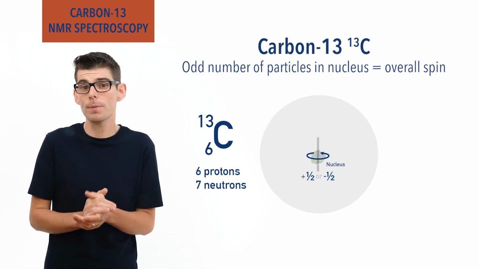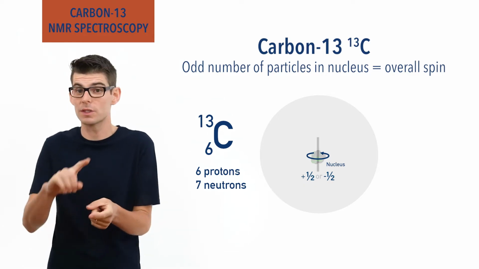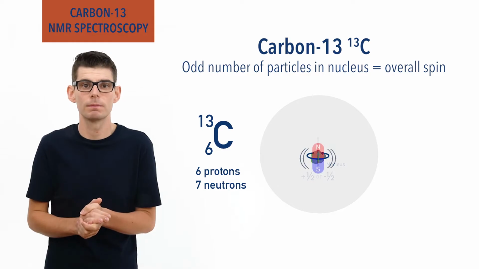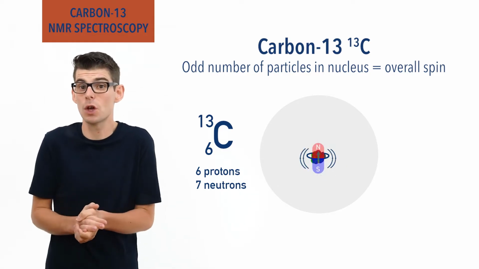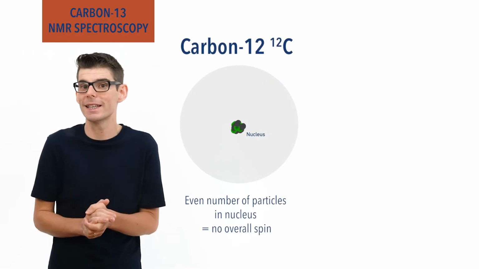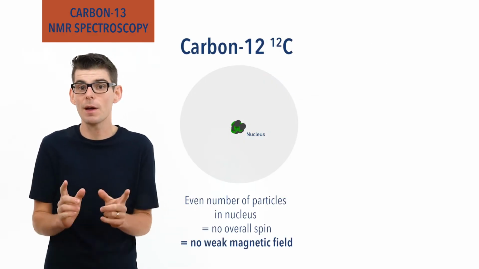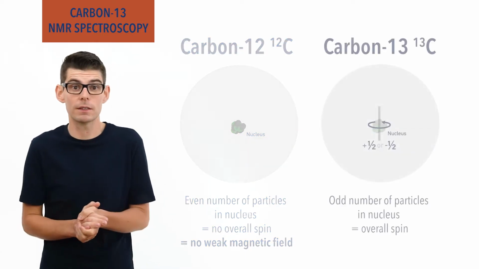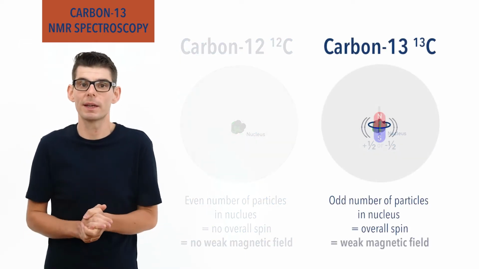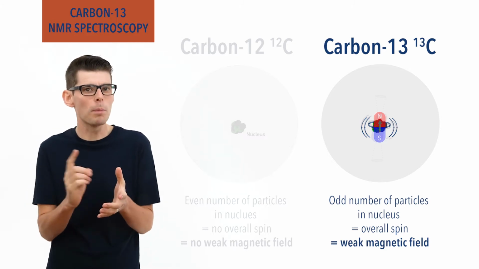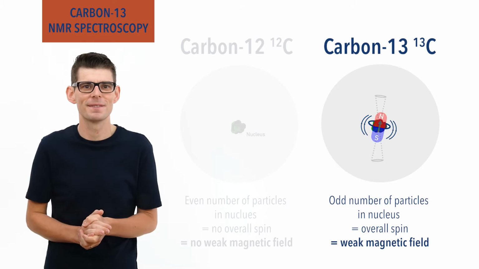Now, when a charged particle or group of particles spin, they generate a weak magnetic field. If an atom's nucleus has no overall spin, like in carbon-12, then it won't have a magnetic field around it. However, if it does have an overall spin, like for carbon-13 atoms, then it will have a weak magnetic field around it as it spins around its axis, kind of wobbling a little bit in the process.